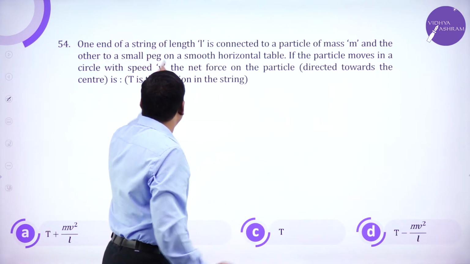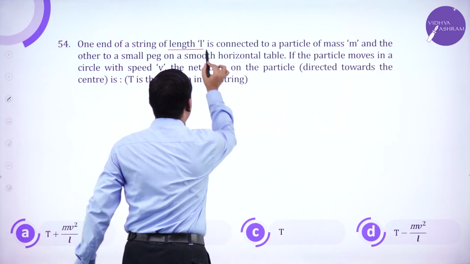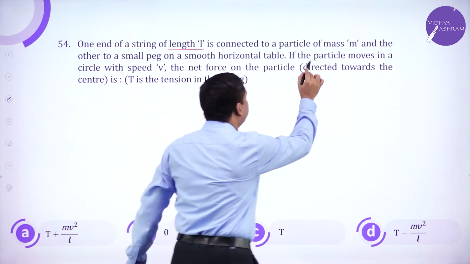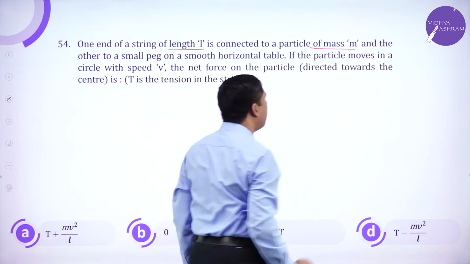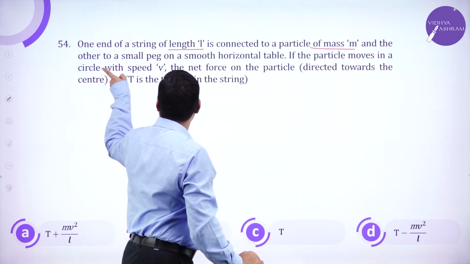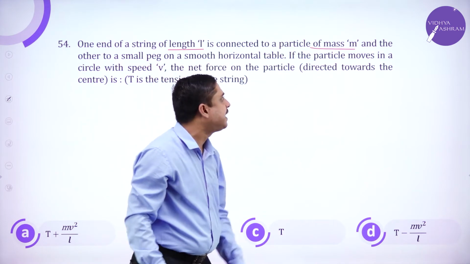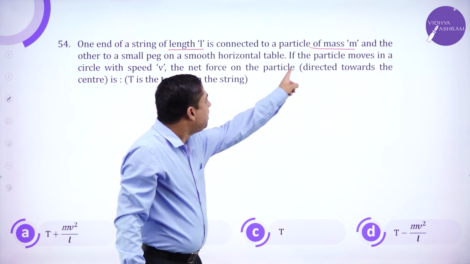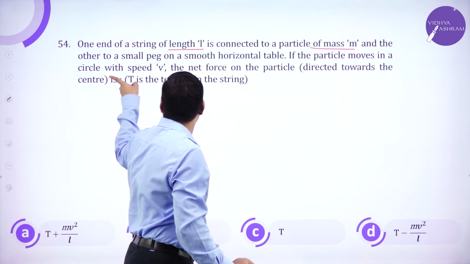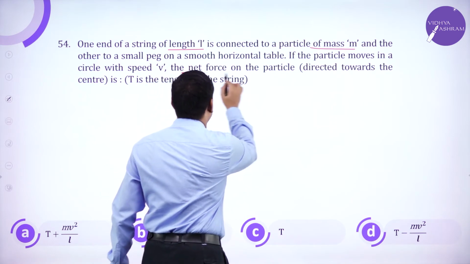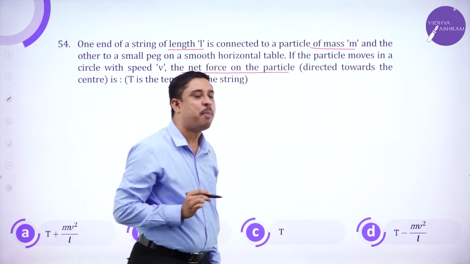Now, one end of a string of length L is connected to a particle of mass m and a small peg on a smooth horizontal table. If the particle moves in a circle with a speed v, then what is the net force on the particle?